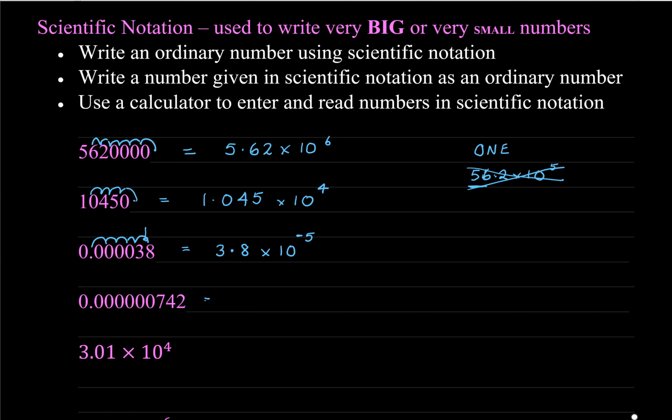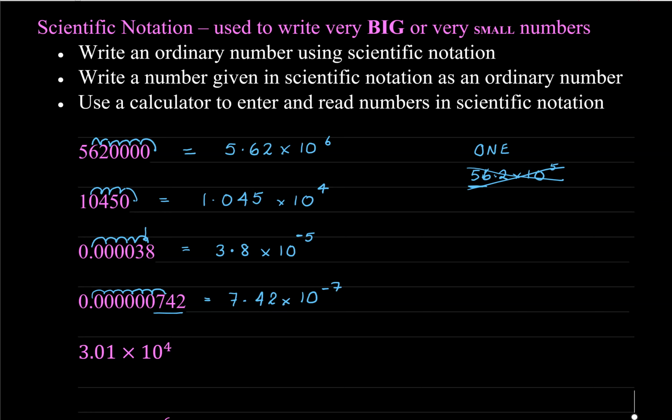We'll do one more just to make sure that we have the hang of it. So again, we look over here, it's 7.42 times 10. We can already put our minus there because we know it's a small number. So now all we have to do is count how many spots we move our decimal. 1, 2, 3, 4, 5, 6, 7. So it's to the negative 7. That's it. Done and dusted.